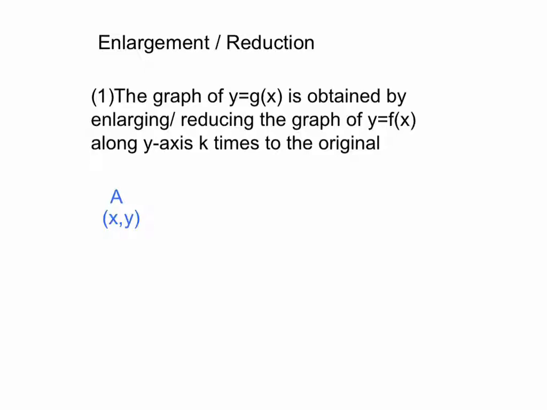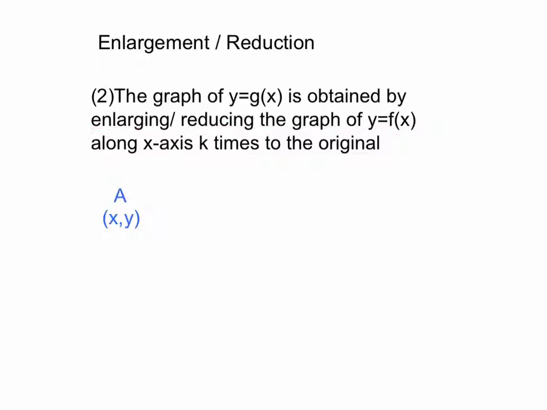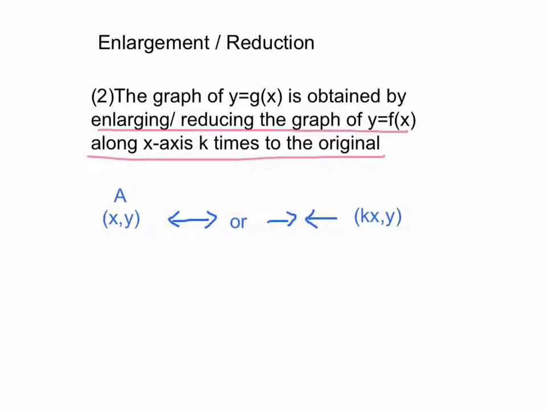If the graph of y equals g(x) is obtained by enlarging or reducing the graph of y equals f(x) along the y-axis k times to the original, then the coordinates of A' will be (x, ky). If it is obtained by enlarging or reducing along the x-axis k times to the original, then the coordinates of A' will be (kx, y).